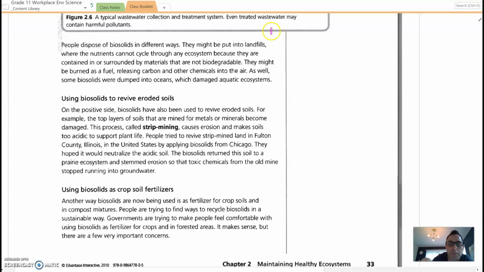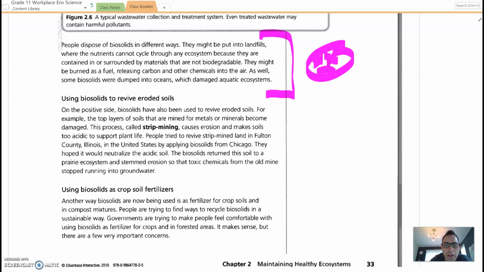So this is some important stuff about biosolids right there, and how they don't work so well. We're going to give this a sad face. On the positive side, biosolids have also been used to revive eroded soils.